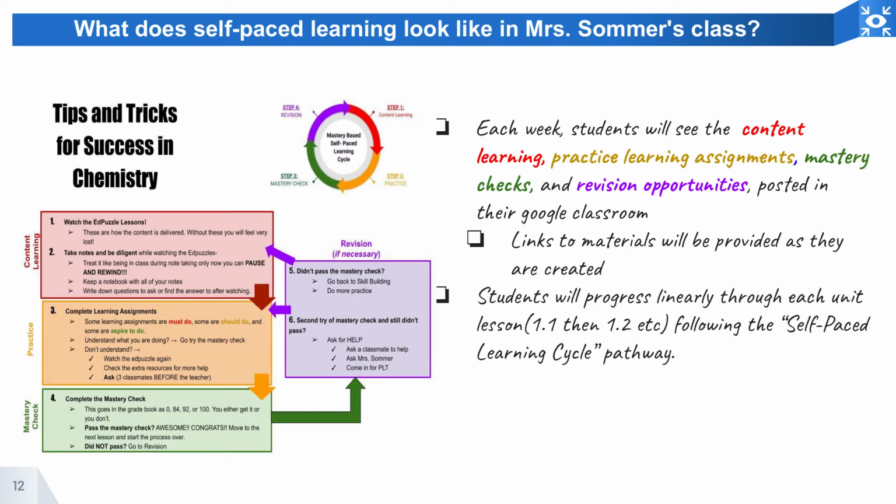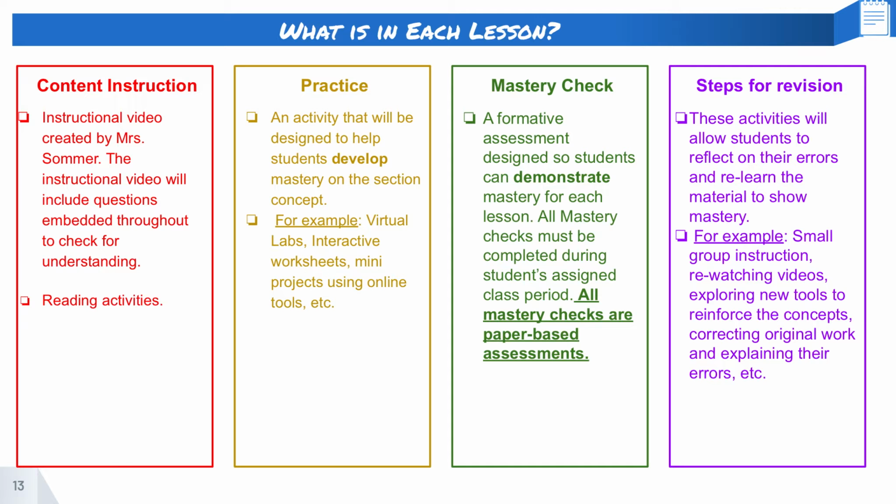What does it look like? Each week, students will see the content learning, practice assignments, mastery checks, and revision opportunities in their Google Classroom. And students should progress linearly through each unit's lesson. So they should do 1.1 before they go on to 1.2. And they should follow this pathway. So in each lesson, content and instruction comes first. It's an Edpuzzle.